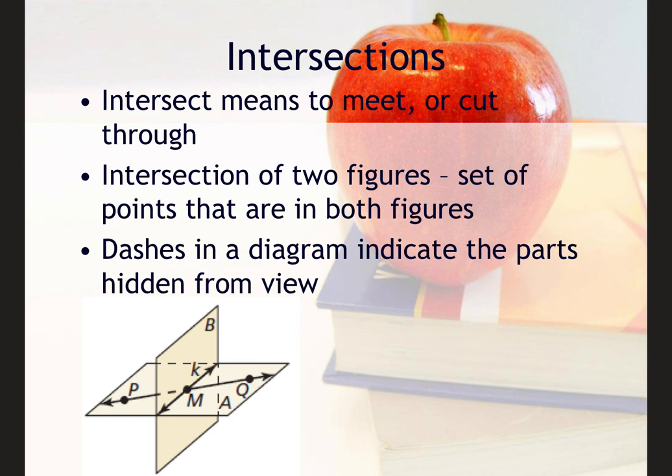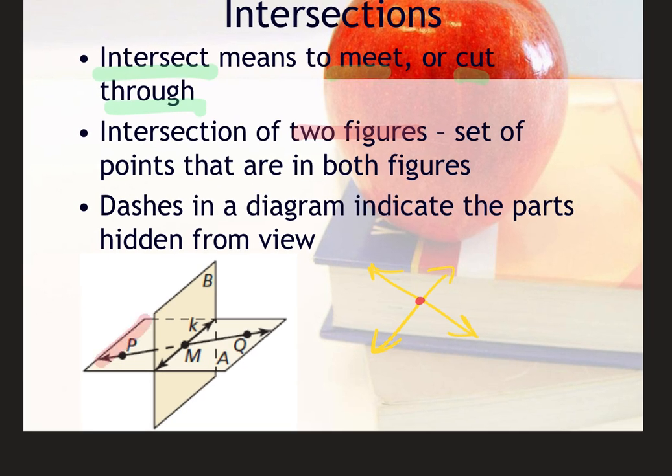Okay, so intersections. The word intersect means to meet, cut, or cut through. So multiple different types of figures can intersect. The intersection of 2 figures is the set of points which are in both figures. So for example, if I were to cross 2 lines, their intersection would be a point. If I were to cross two planes, like in this diagram, their intersection would actually be a line. So different intersections look different.